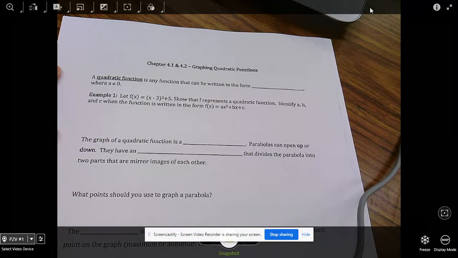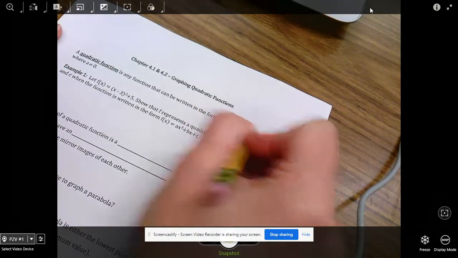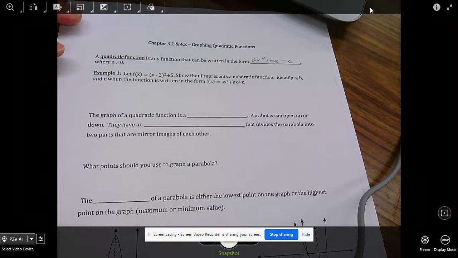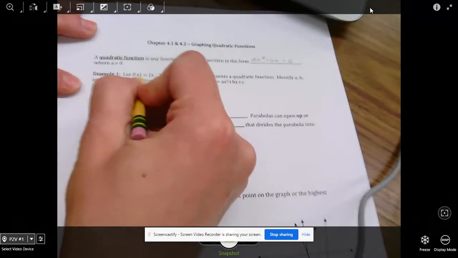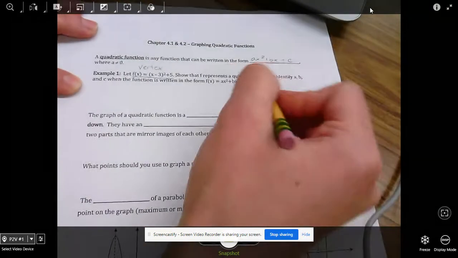The first sentence says a quadratic function is any function that can be written in the form ax squared plus bx plus c. Okay. A can't equal 0 because if a is 0, the x squared part disappears and then it's linear. So just a can't be 0. It says let f of x equal the quantity x minus 3 squared plus 5, show that f represents a quadratic function. Identify a, b, and c when the function is written in standard form. So this form is called vertex form, and we'll talk about that later. This form is called standard form.